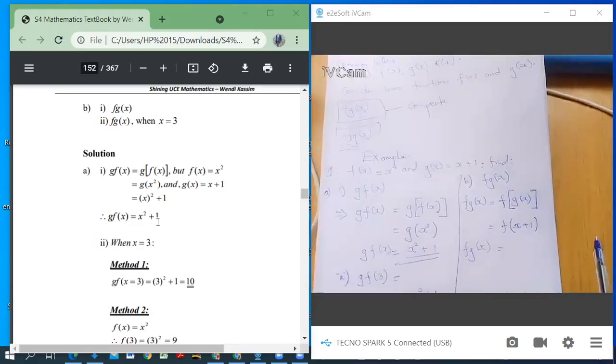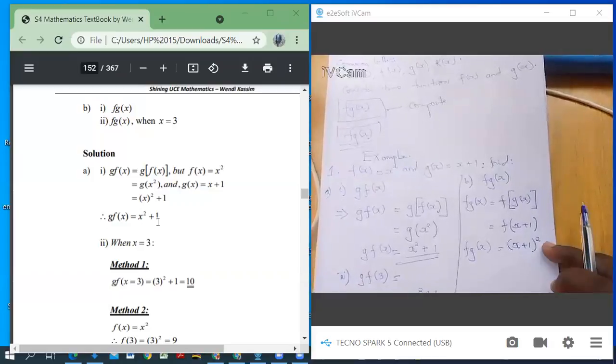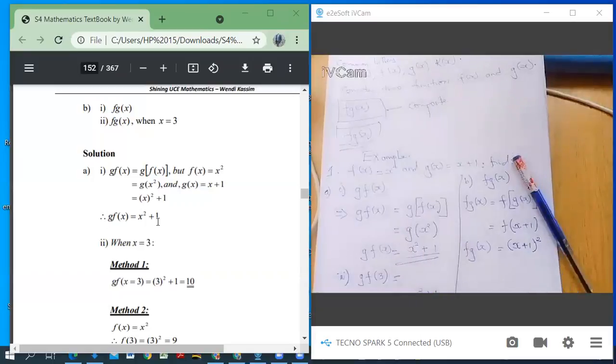Now, are you seeing where is F? What is our F of X? It is X squared, not so? Yes. Now I will take X plus 1 as a single function, and then I will put it where there is X squared, which means it becomes X plus 1, all squared. Are you seeing that? Yes. So can you expand that for me?